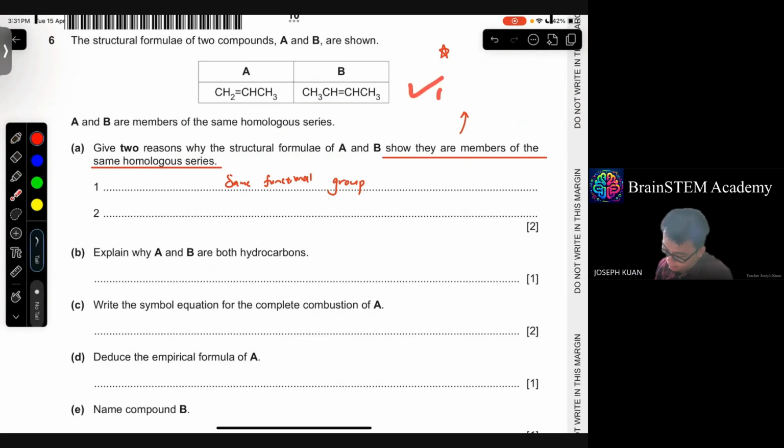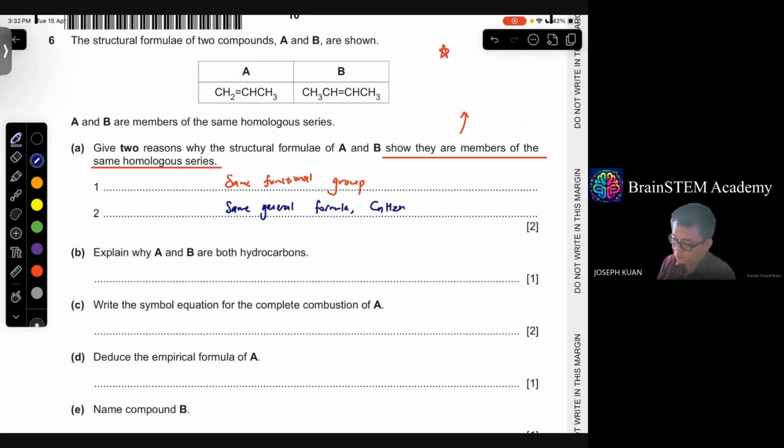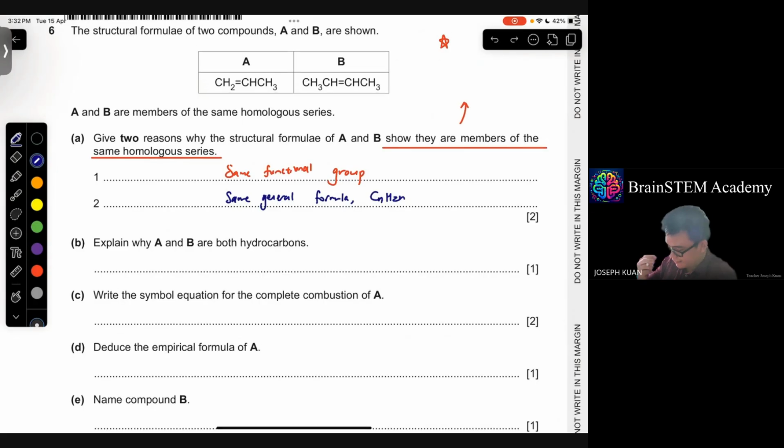Other features like having a trend in physical property are not obvious. And having a CH2 difference, I doubt that is sufficient. We are not sure whether the answer will be accepted by the exam board or not. But one thing for sure is that both of them share the same general formula, which happens to be CnH2n for alkenes. Next, explain why A and B are both hydrocarbons. Hydrocarbons are defined as substances that only contain carbon and hydrogen.